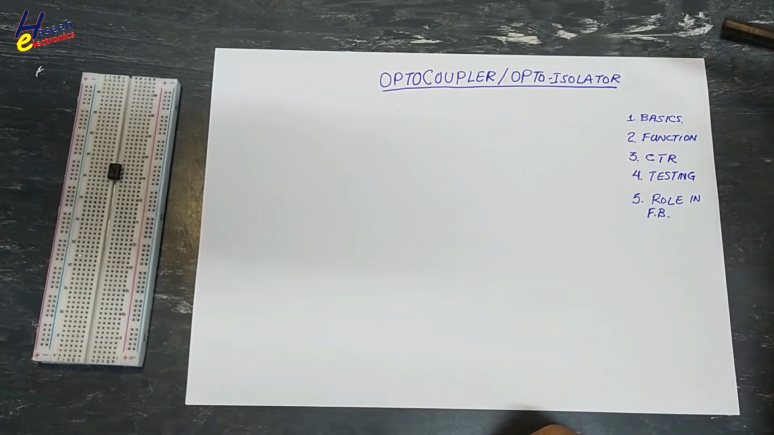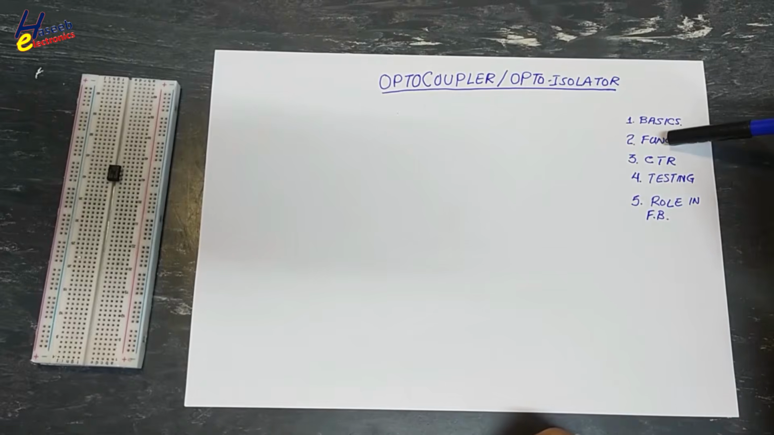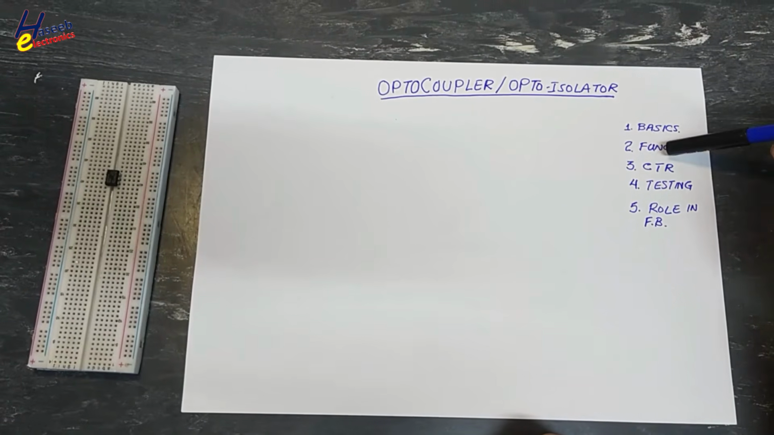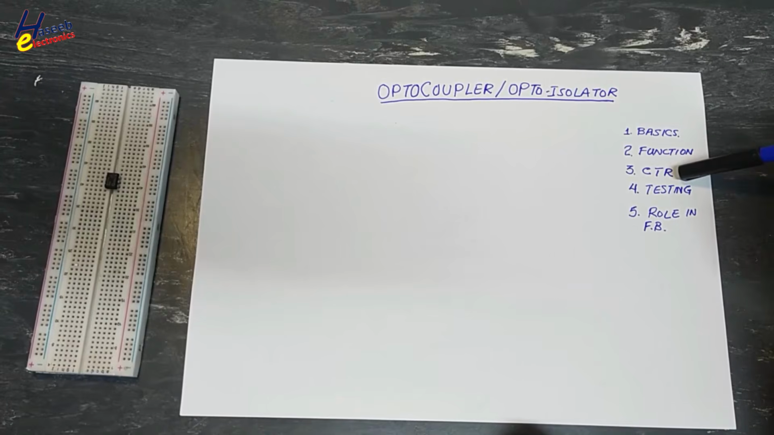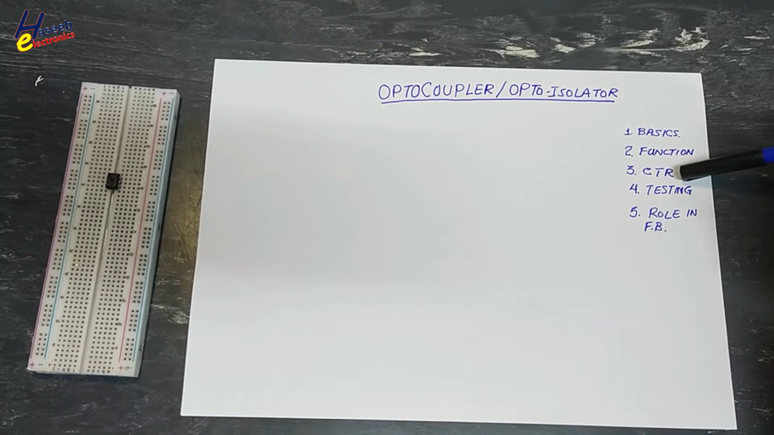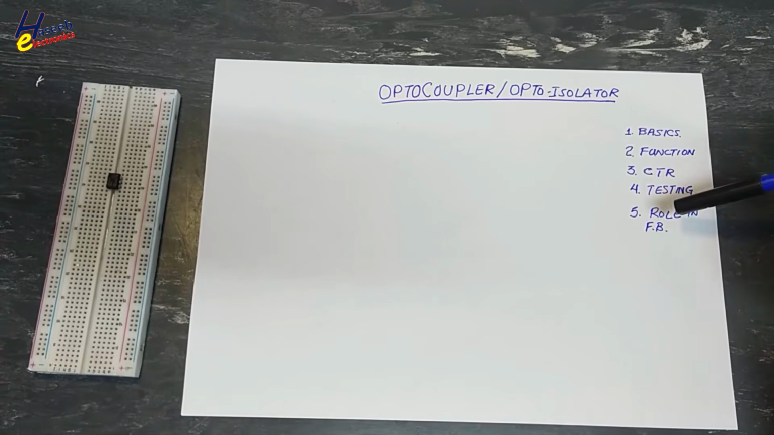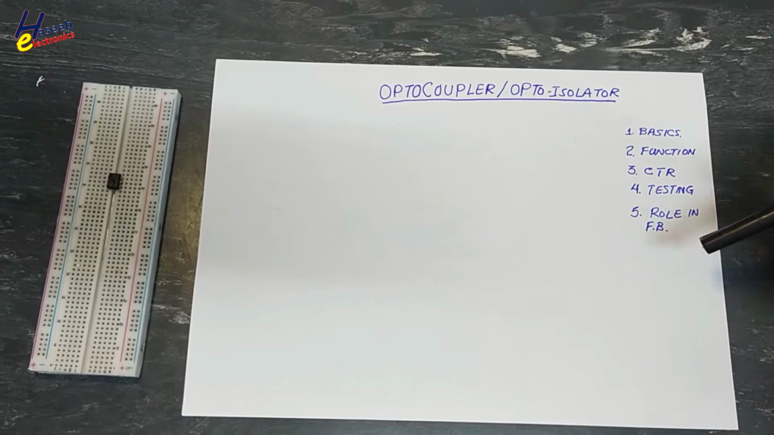opto-isolator. What is an optocoupler? How does an optocoupler work? What is CTR? That is known as current transfer ratio. We will discuss in detail how to test an optocoupler and what its main role is in power supplies in voltage regulation.